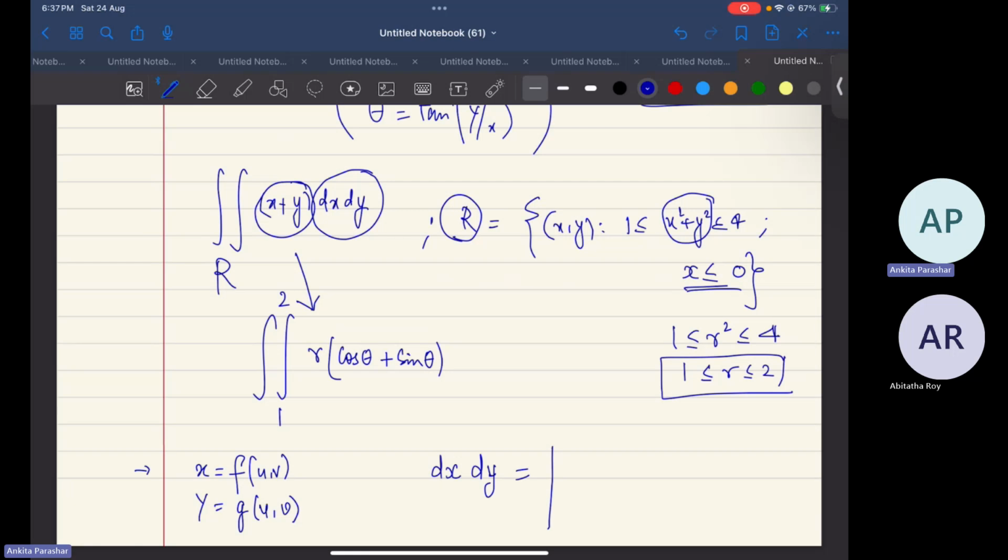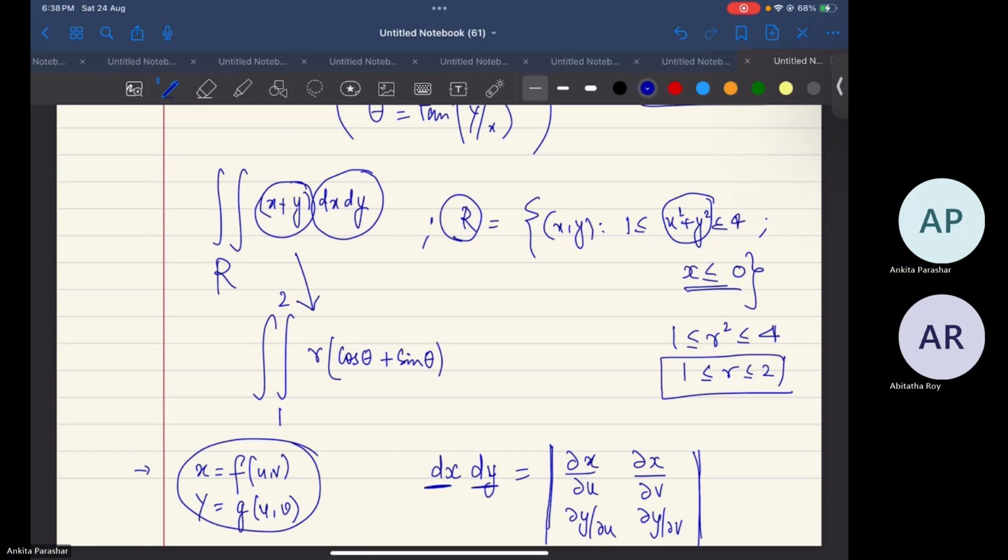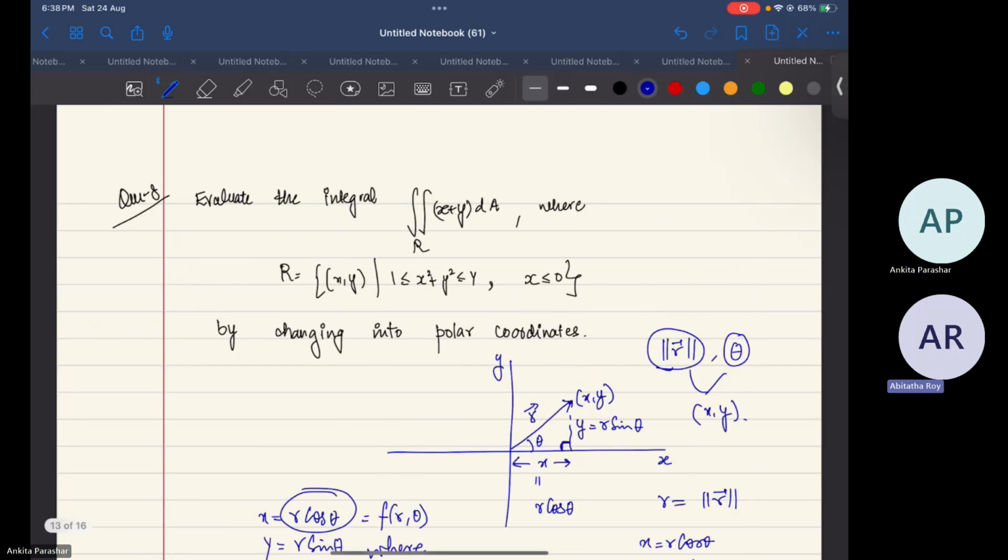The Jacobian. You remember: del x by del u, del x by del v, del y by del u, del y by del v. Take the determinant, take the modulus. So the change of variable tells you that if you have a change of variables from one function to another, then the small change dx dy, the area element of x and y, is nothing but the modulus of the determinant of the Jacobian matrix.